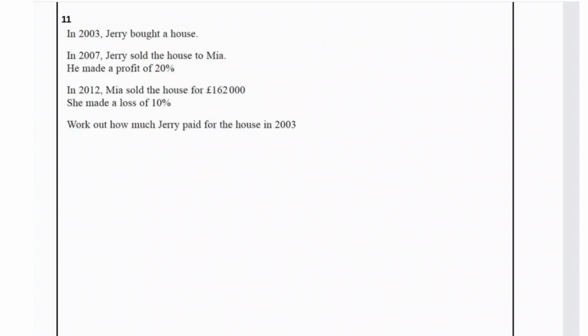Question 11 here is about a house that Jerry originally bought. We don't know how much he paid for the house. I'm going to call it y. We know in 2007 he sold the house to Mia and he made a profit of 20%. So 100 plus 20% is 120%, as a decimal 1.2. So we know that Mia bought the house for 1.2y, so 20% more than Jerry paid for it.